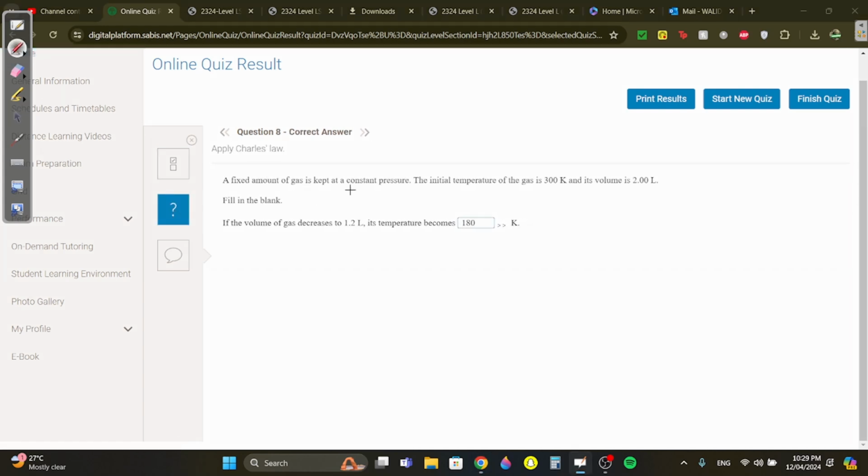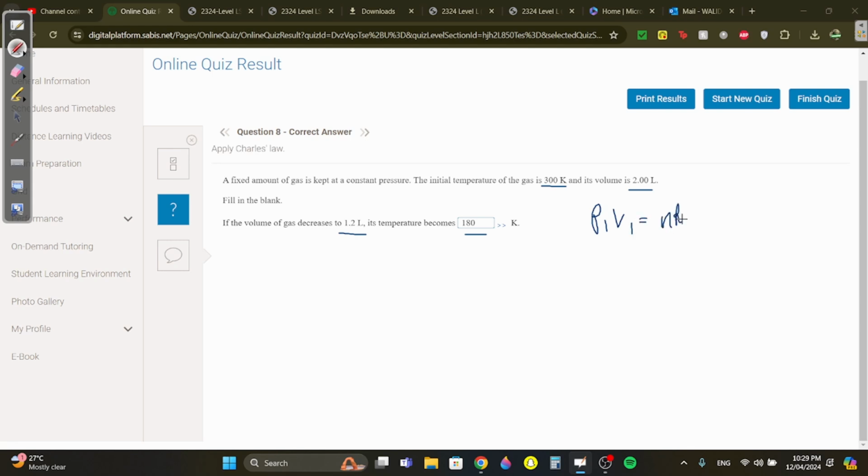A fixed amount of gas is kept at a constant pressure. The initial temperature is 300, and its volume is 2 liters. The volume of the gas decreases to 1.2 and its temperature becomes 180. Again, you can apply V1 over V2 equals T1 over T2. That's the book. I'm going to show you the way we were always doing.